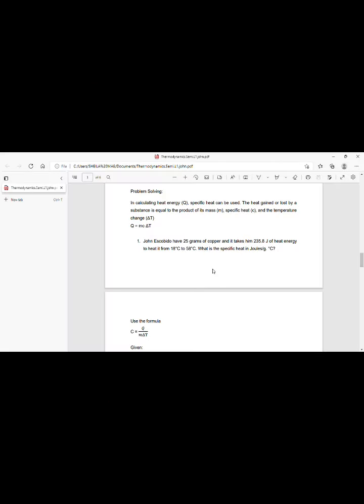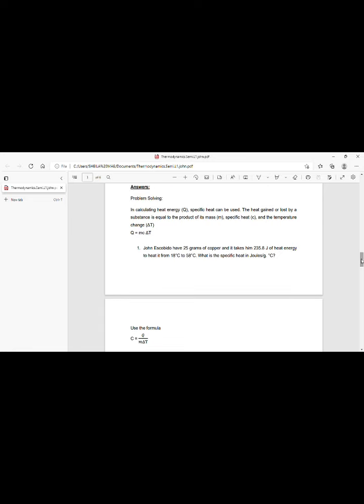Okay guys, we are now here in our problem solving. In calculating heat energy, which is Q, specific heat can be used. The heat gained or lost by a substance is equal to the product of its mass, which is the M, specific heat, which is the C, and the temperature change, the delta T. The formula here is Q equals MC delta T. Okay, we will now proceed to our problem number 1.